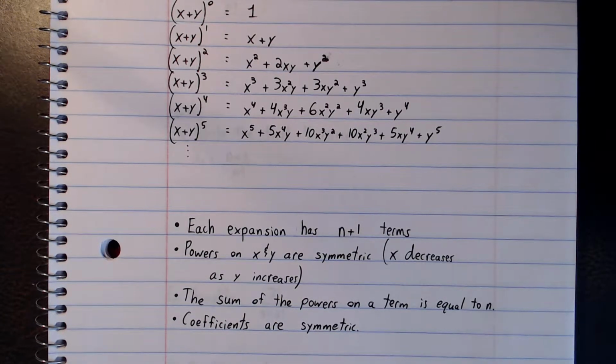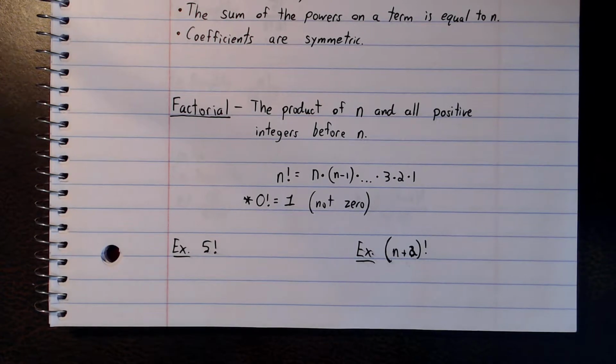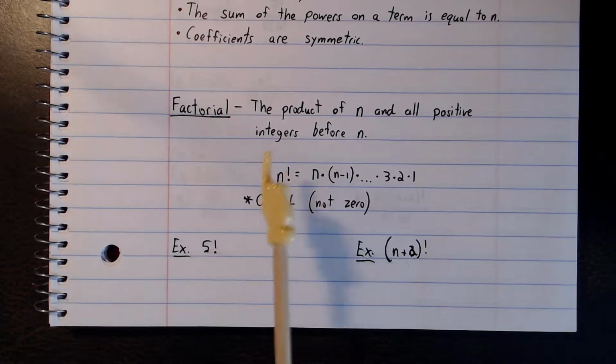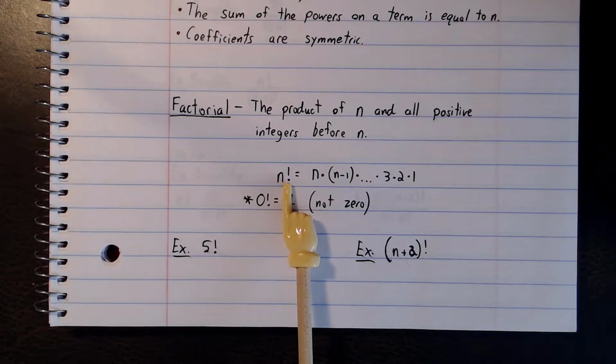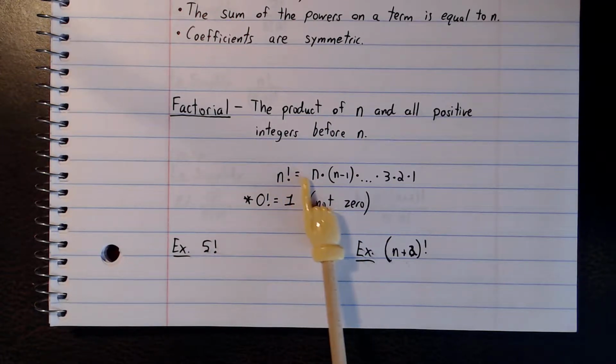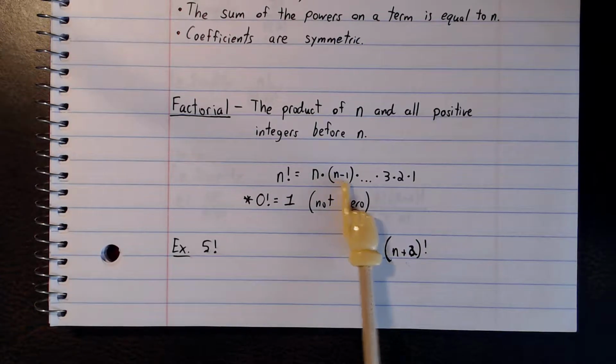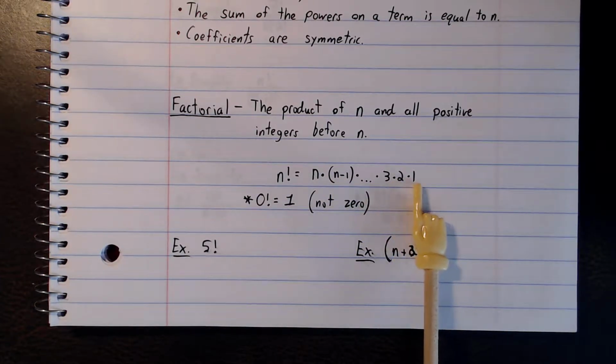But before we can even get to the binomial theorem itself, we have to talk about something called factorial. Factorial is just the product of n and all positive integers before n. Product meaning multiplication. So we write that with a little exclamation mark. That means factorial. So if we're going from n, we're using n itself and then every number before it, 1 before n, all the way down to 1.